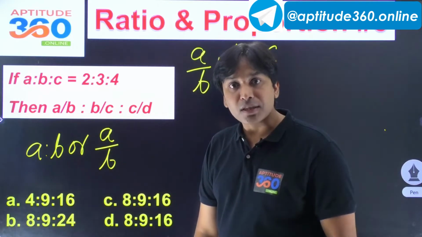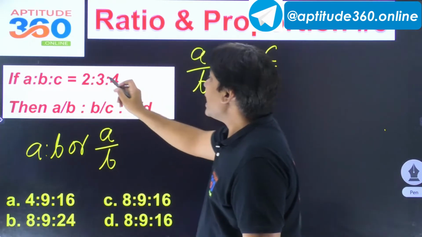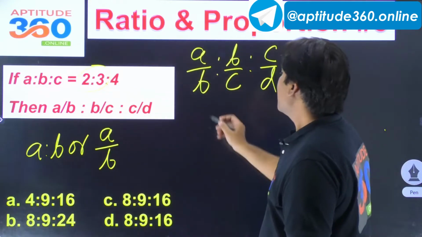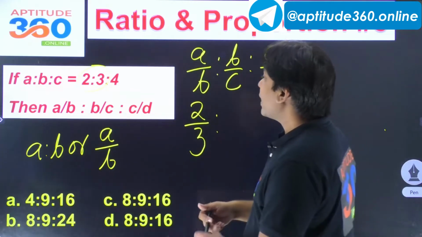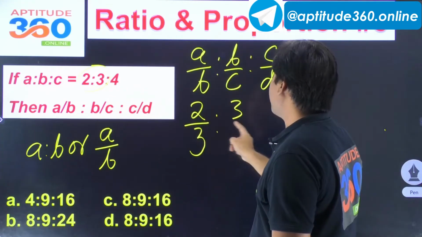Both of them are the same thing. This is how you write the ratio. So A is to B over here is 2 is to 3. So can I write this as 2 by 3? Did you understand this? And how do you write B is to C? This is 3 by 4.